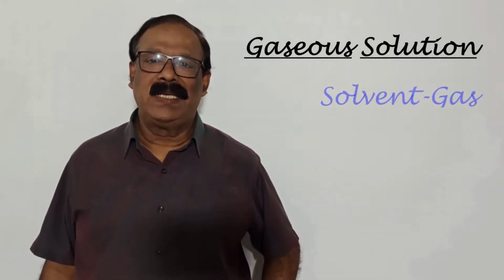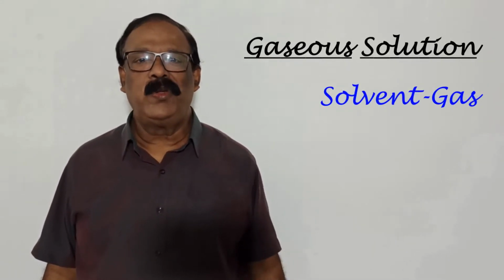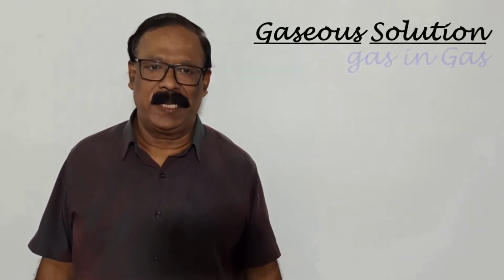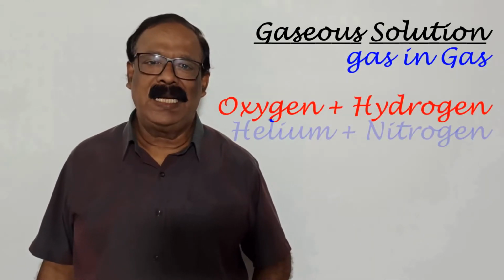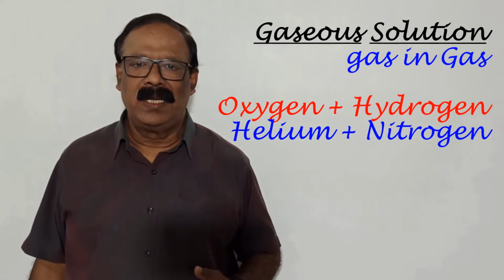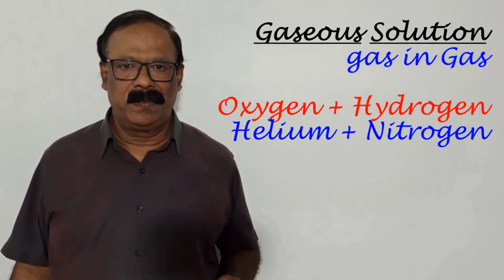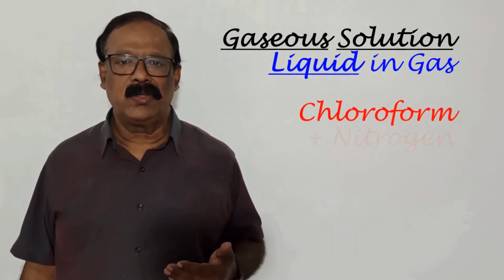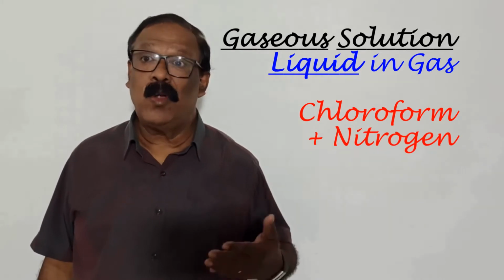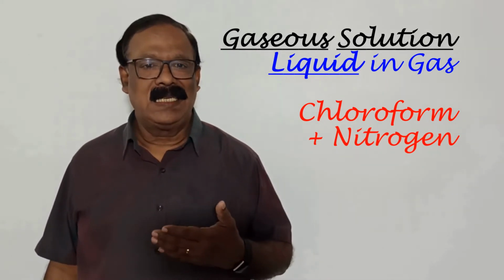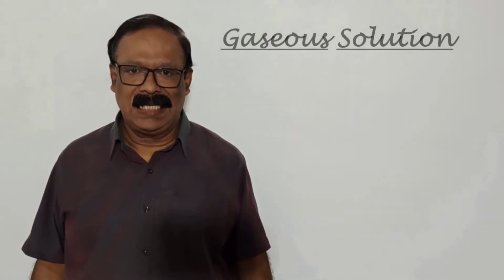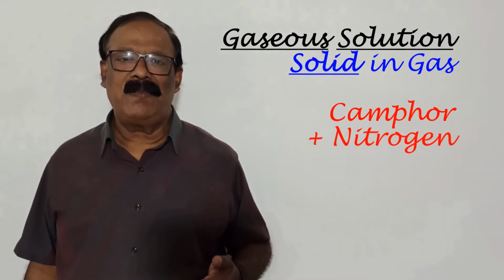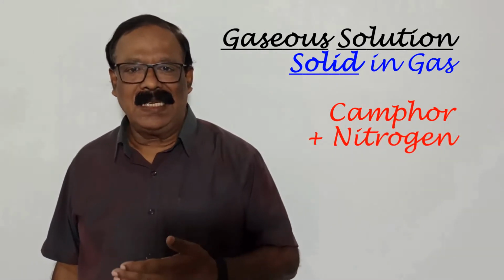Gaseous solutions are obtained when the solvent used is a gas. Gas and gas are always miscible with each other. Example, hydrogen and oxygen mixture, helium and nitrogen mixture. Few liquids also can get dissolved in gases. For example, chloroform will get vaporized and dissolve in nitrogen gas. Solid dissolved in gas. One example is given by camphor in nitrogen.